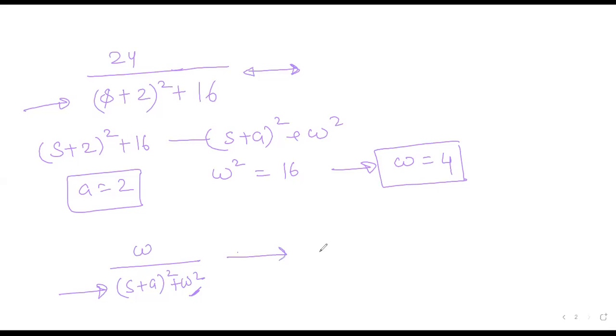And this is e to the power minus at sine omega t. So here you have 4. You have to bring omega here also. To make this equivalent to the formula, you need omega in the numerator. So what will you do? You just divide and multiply by 4.